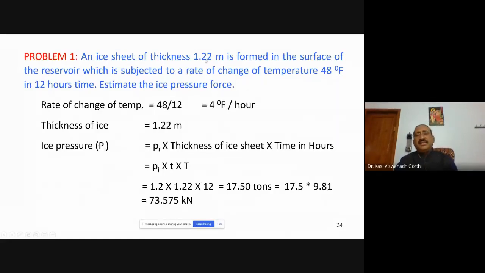The thickness of the ice sheet is given to be 1.22 meters. The ice sheet will be formed on the top of the reservoir at the freeboard. So the ice pressure would be equal to Pi, the ice pressure intensity, multiplied by the thickness of the ice sheet into the time in hours. Time in hours is 12 hours. The thickness of the ice sheet is 1.22. And the ice pressure intensity will be 1.2 for a rate of change of temperature of 4 degrees Fahrenheit per hour. This is from the standard table. So if you take from that table and substitute, you will get the total ice pressure.